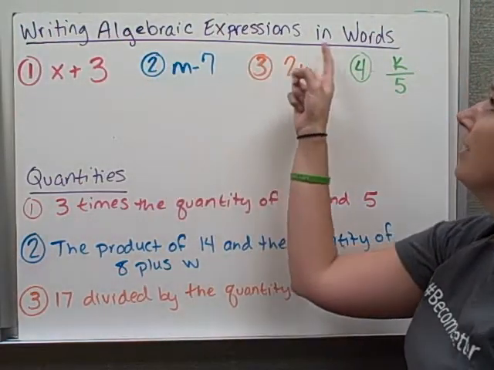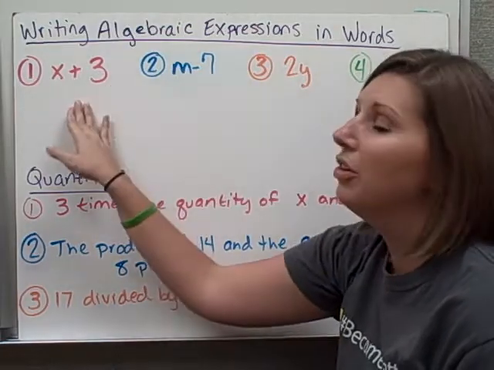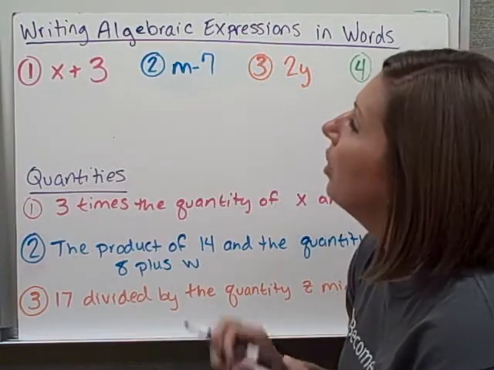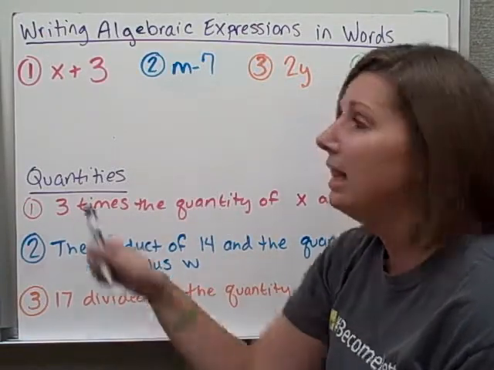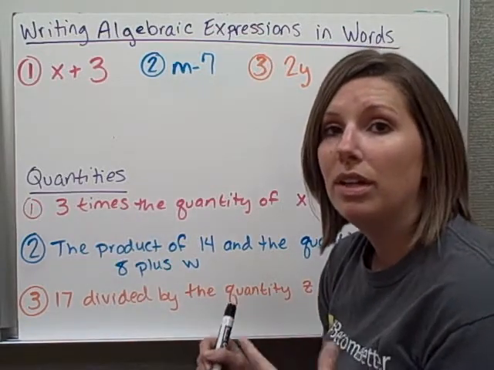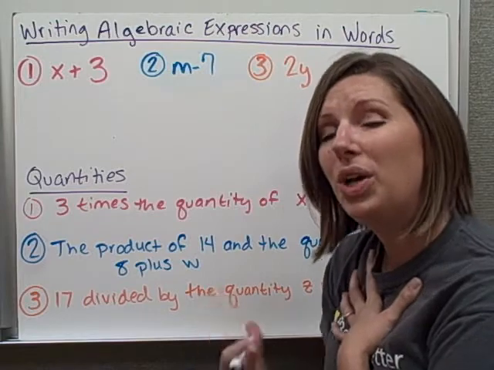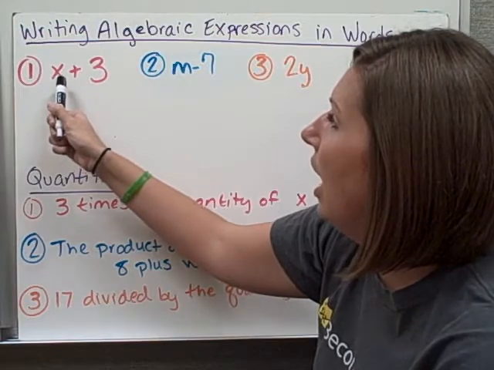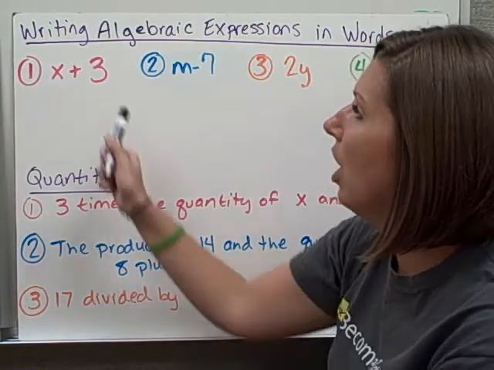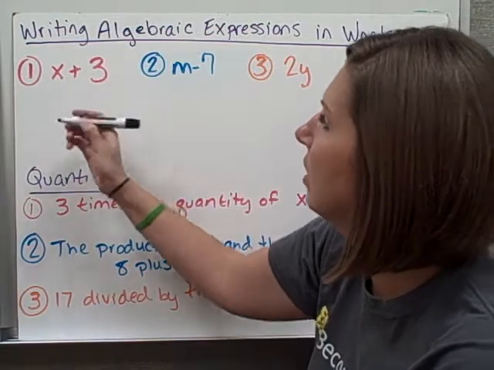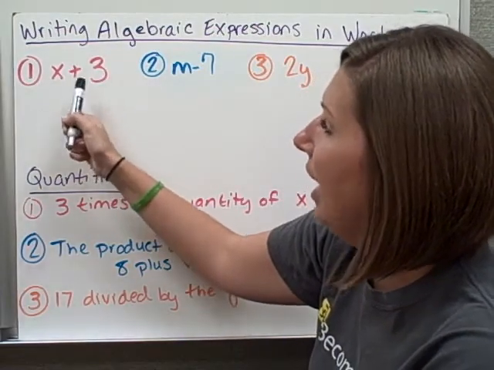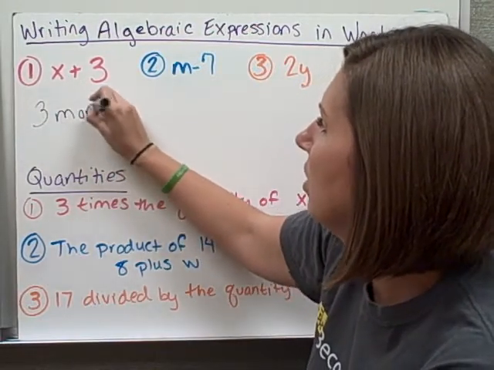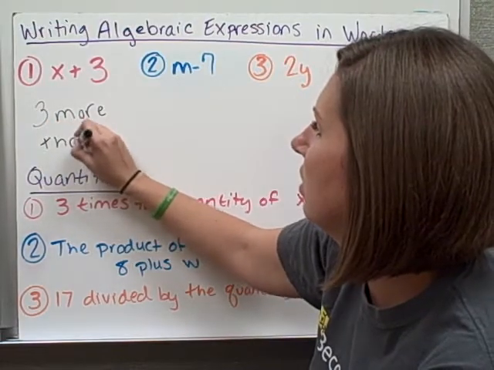Writing algebraic expressions in words. Now you're given the expression, and we need to write the words for that expression. There are many ways to write these statements. You might have something different in your head than what I'm getting ready to write, but it could also be correct. We've got, in this case, x plus 3. You could say 3 more than x. You could say 3 added to x. I like the more than, so 3 more than x.